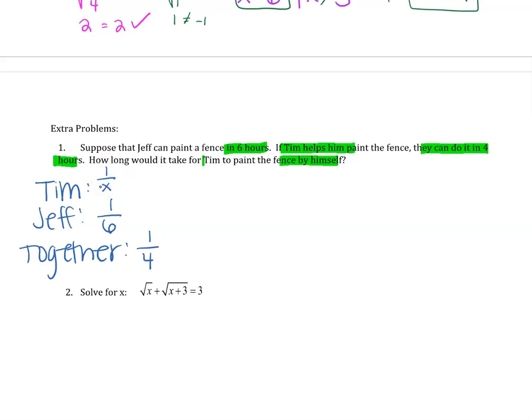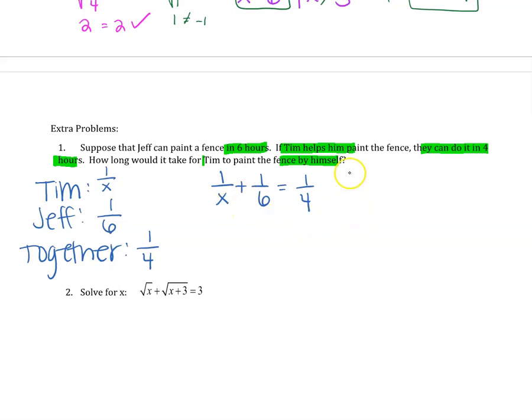Tim plus Jeff equals together, right? So this is 1 over x plus 1 over 6 equals 1 over 4. And now we're at a rational equation like what we did previously. But obviously, since it was a word problem, you needed to know how to set it up.